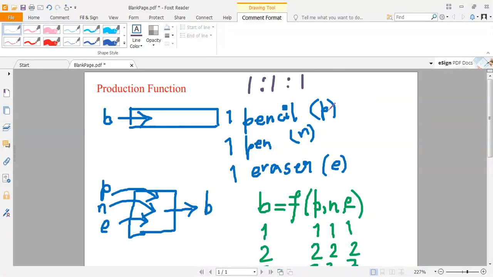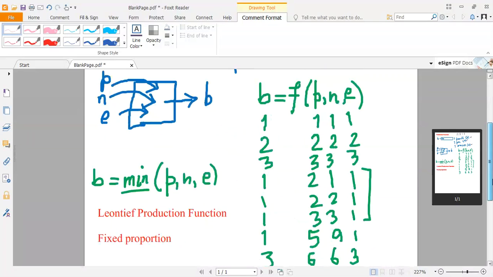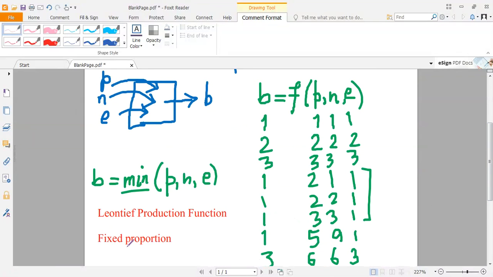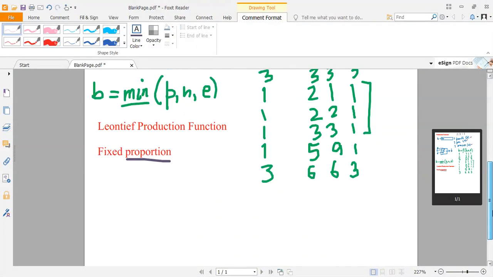No matter what the other components are, I just need one of this, and one of this. So one of pen, one of pencil, and one of eraser. This is a fixed production function. That is why it's called a fixed production function, fixed proportion production function. It works in fixed proportions. Similarly, you can have other production functions.